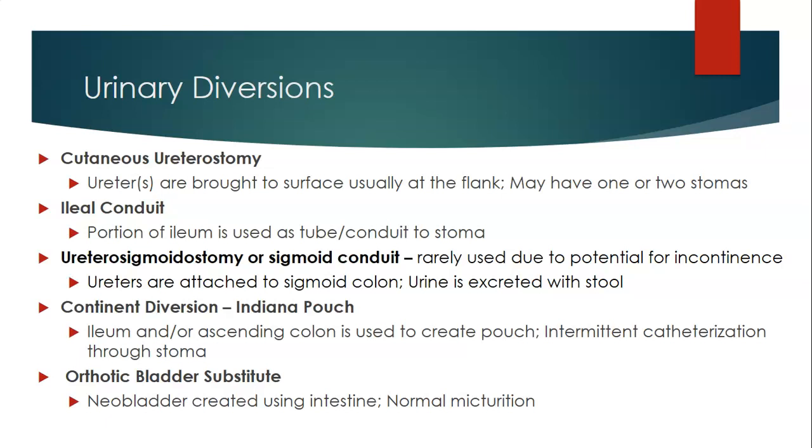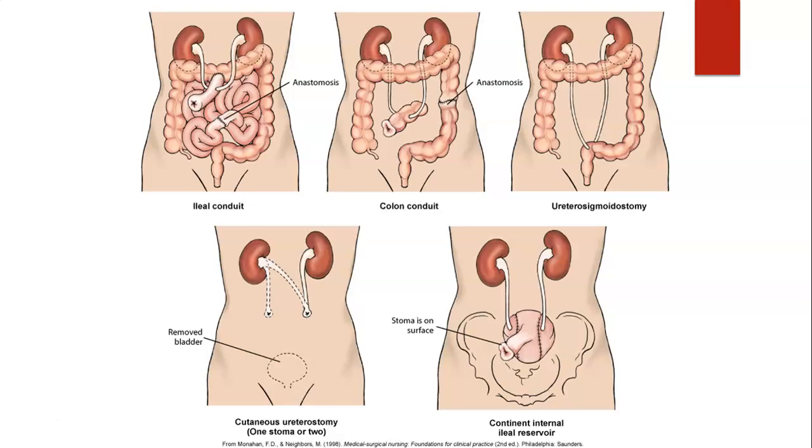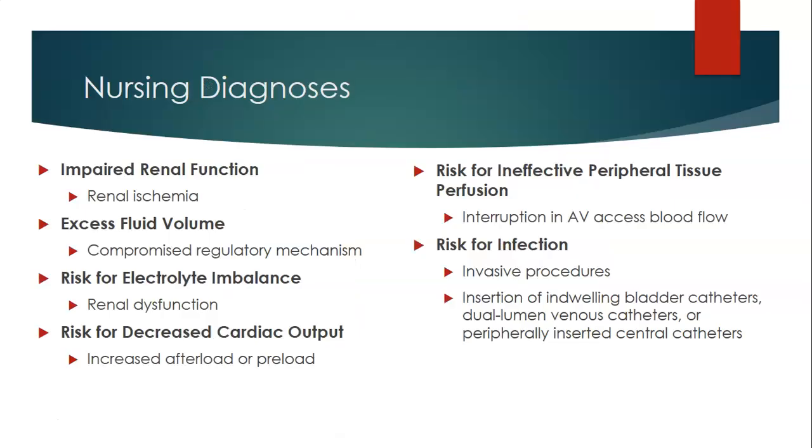Examples include the Kock pouch. The Indiana pouch is a form of this. And the ileal neobladder is another type. Emptying of the surgically created bladders is accomplished by tightening the abdominal muscles. So again, it really allows this person to almost be completely continent again, just different. Pretty cool. Never seen it done, but still cool. And there's back to our picture.